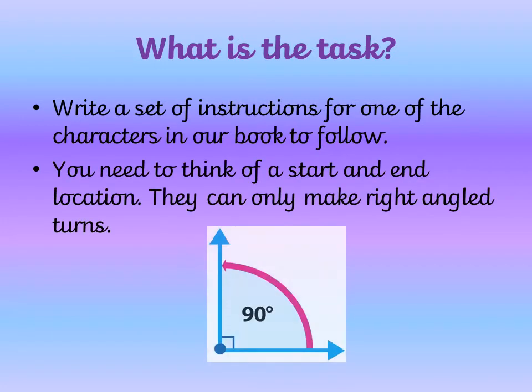So the task that is on your maths plan asks you to write a set of instructions for one of the characters in our book to follow. So that's from a start to an end location using right-angled turns. So you can see here that we've got a right angled turn, which is the same as 90 degrees. So let's see what other turns we can make.